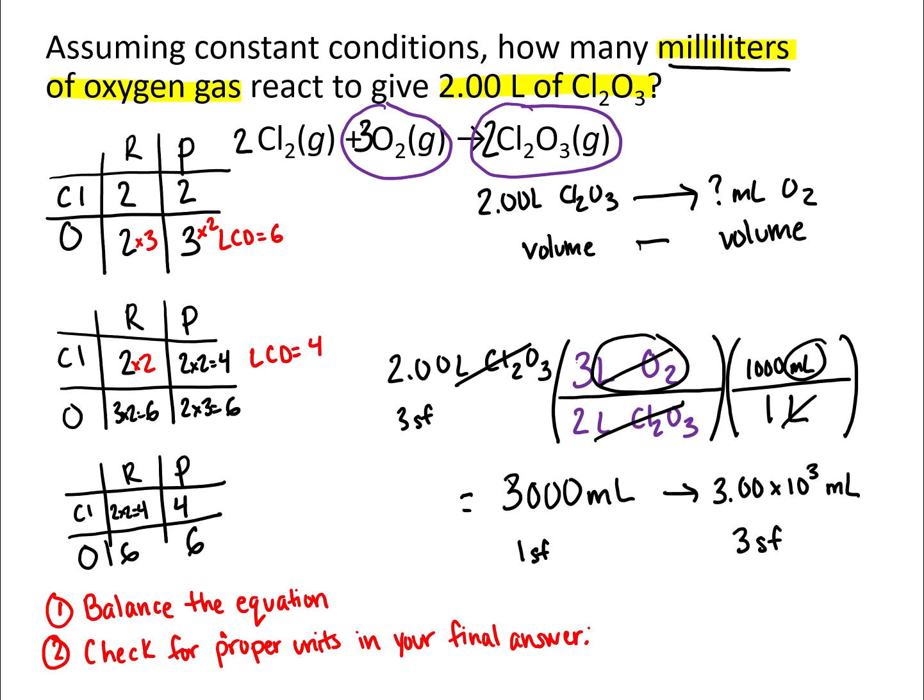So if it's asking for milliliters, you give milliliters. If it's grams, you give grams. If it's milligrams, you give milligrams. You have to pay attention to what the question is asking. Are there questions on this one? Let me know if this helped to clarify some things for you if you were struggling with this problem.